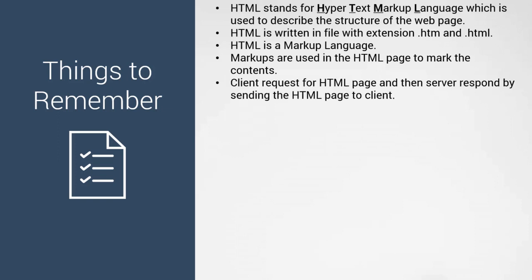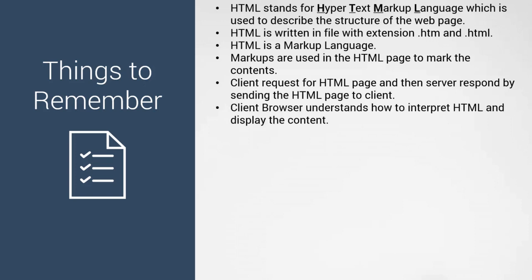HTML page. Client requests an HTML page and then the server responds by sending that HTML page to the client. This we have seen in the example of how client-server technology works. And when the client browser understands how to interpret the HTML language, it displays that content.